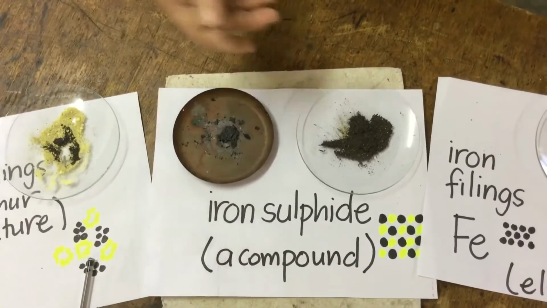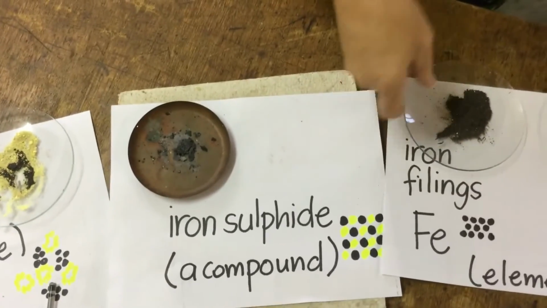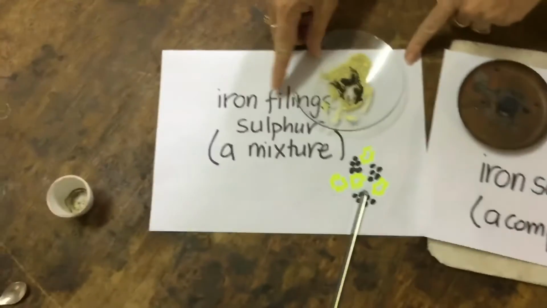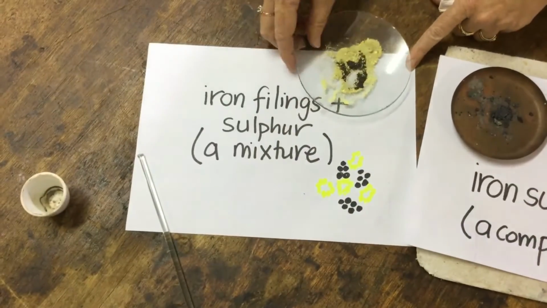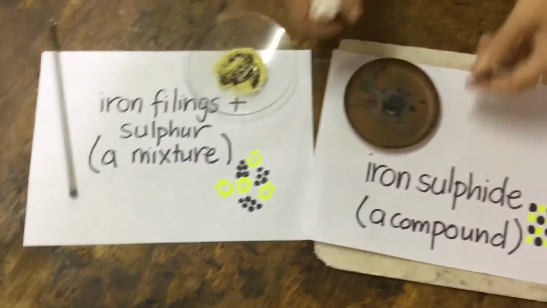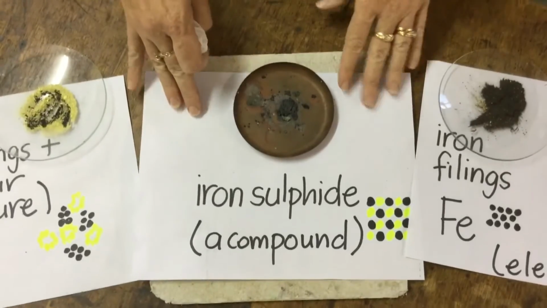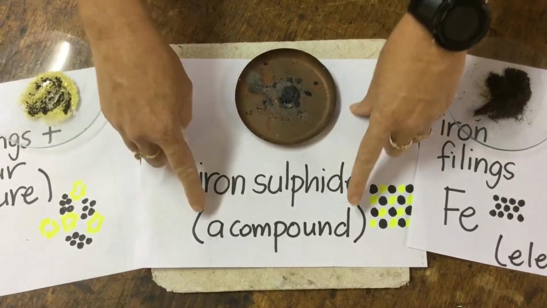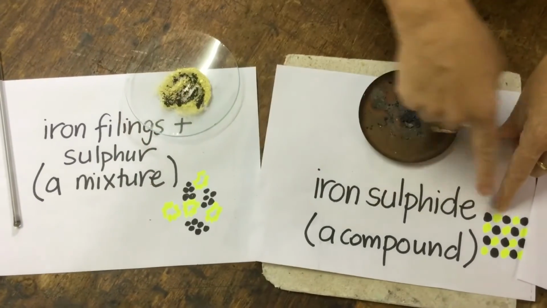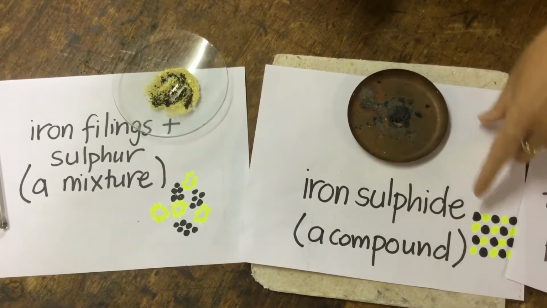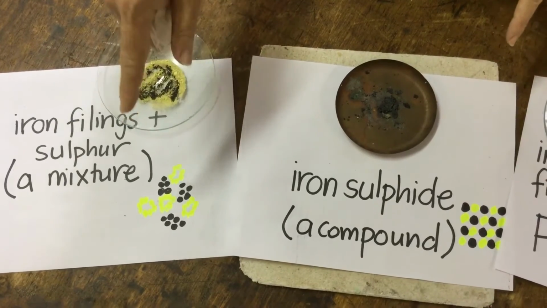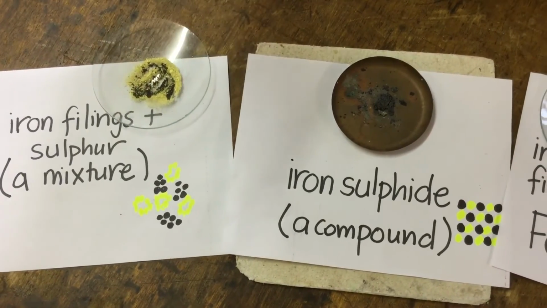So hopefully that helps us understand elements, our iron and our sulphur, that we put together in a mixture, iron filings and sulphur mixed together, and once we heated it and made a chemical reaction take place, we formed a compound. And the difference between a mixture and a compound is that the compound has chemical bonds between the atoms of iron and sulphur. A mixture can be separated. That's all for now.